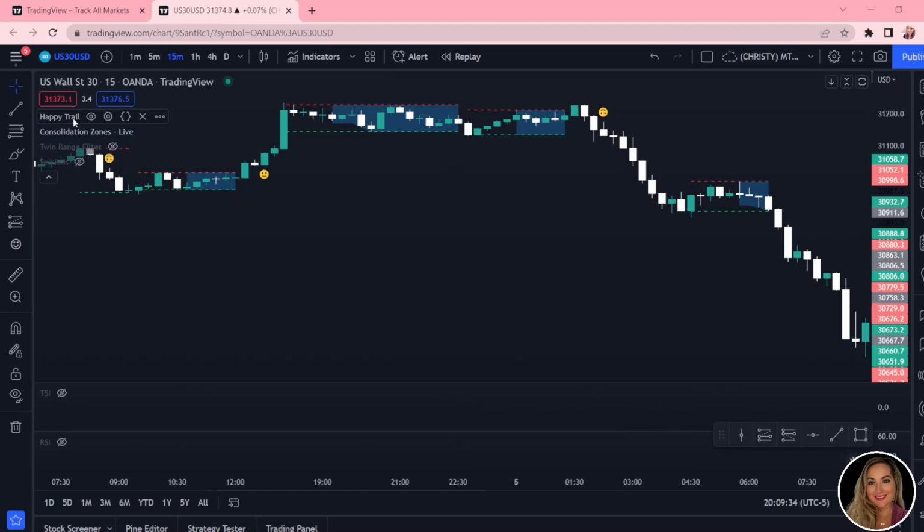The other indicator, like you guys know, is already the Happy Trail one. And in order for the smiley face to print, it needs to have the twin range filter, the TSI, and the RSI all in agreement.